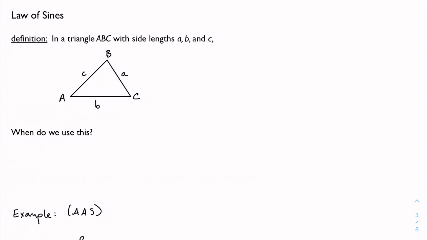So the law of sines is defined like this. If I have a triangle ABC, just like I have in the picture, with lengths A, B, and C, then either of these two proportions or identities are true. So sine A over A is equal to sine B over B is equal to sine C over C. Or you can look at the reciprocal, whichever one is easier for you. I prefer the one on the top. Our book prefers the one on the bottom.